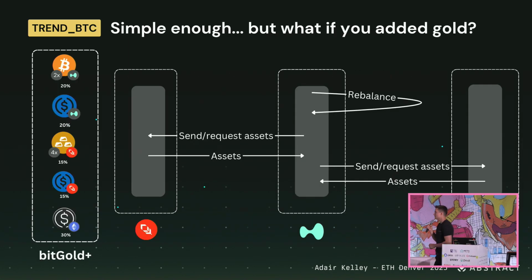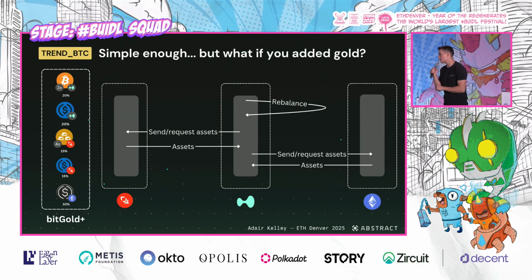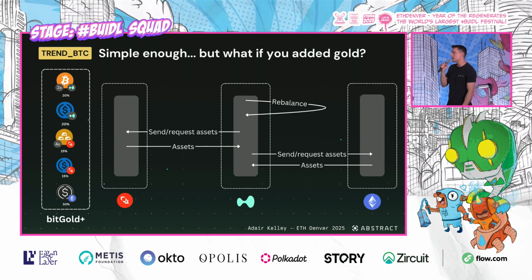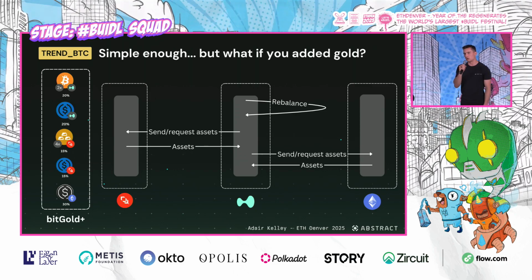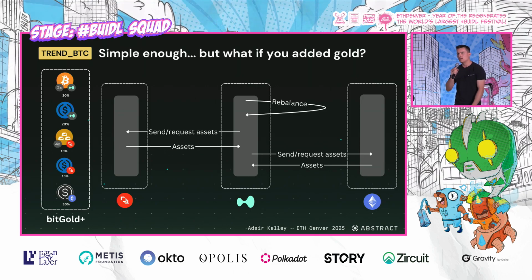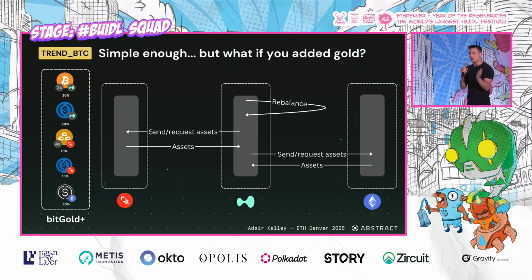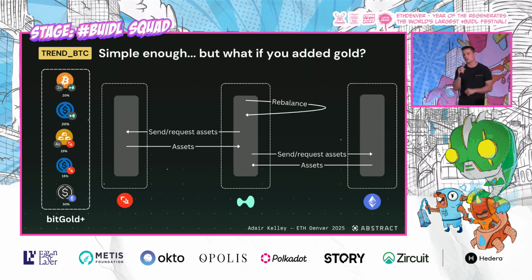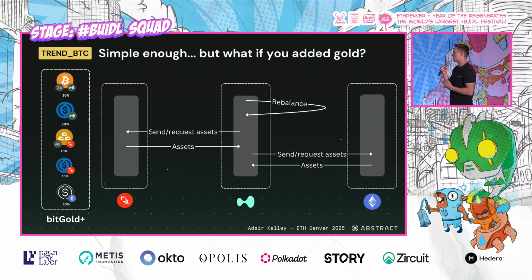Okay, that's cool. It works with two chains, but what about with three? So let's say that we wanted to improve our risk-adjusted returns in this trend-followed Bitcoin vault. Many of you may not know, but gold, even though Bitcoin is supposed to be digital gold, is entirely uncorrelated from Bitcoin. So it's a good asset to add into your portfolio.